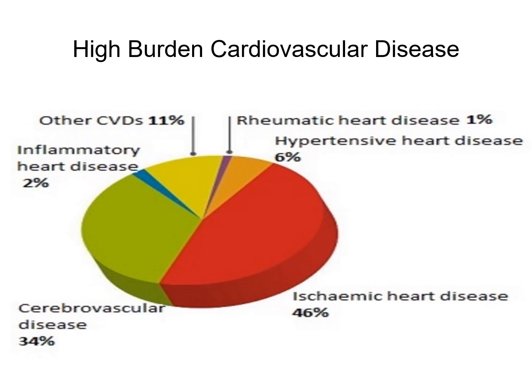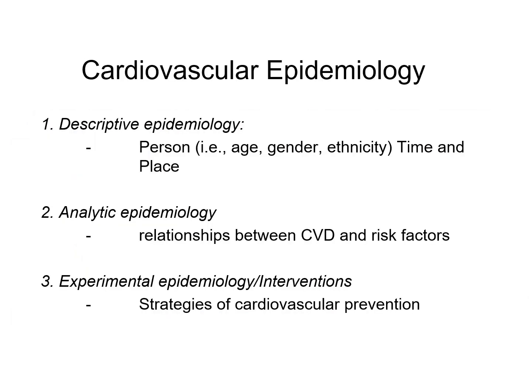So how can we know which areas or which people are more prone to heart diseases, heart problems? The basic tool of scientific research we have is epidemiology. And as you know, we divide epidemiology mainly into three: descriptive epidemiology, analytic epidemiology, and the experimental or interventional epidemiology.